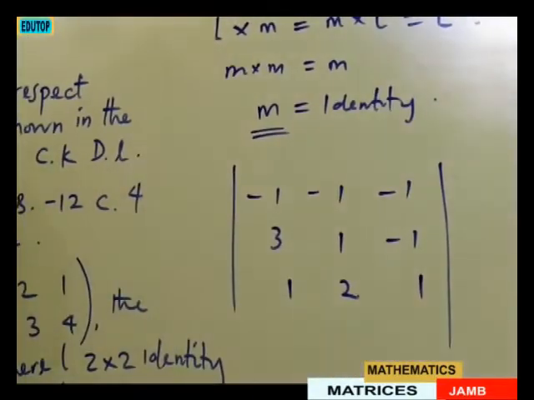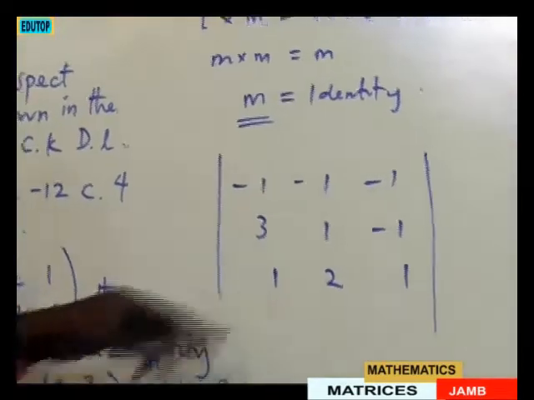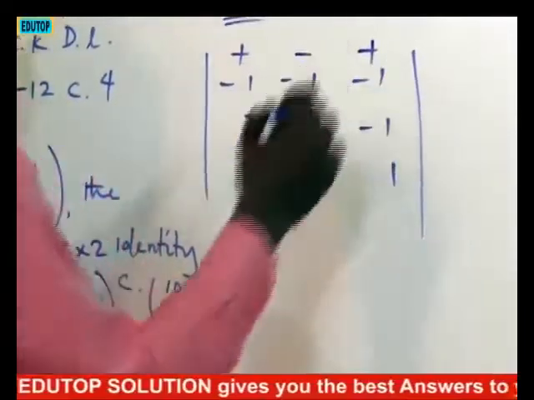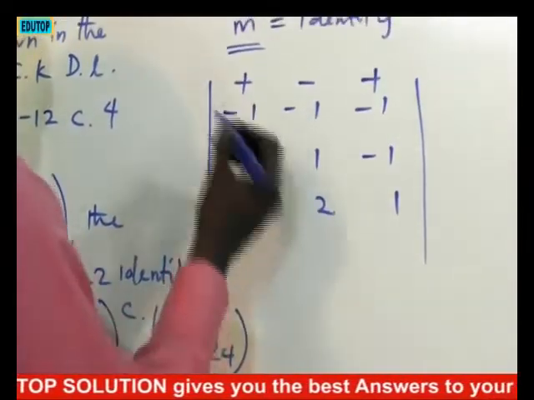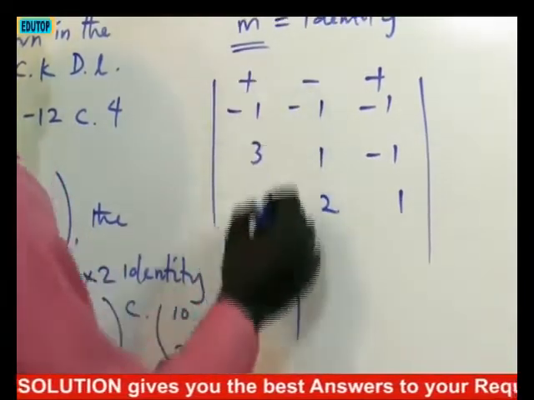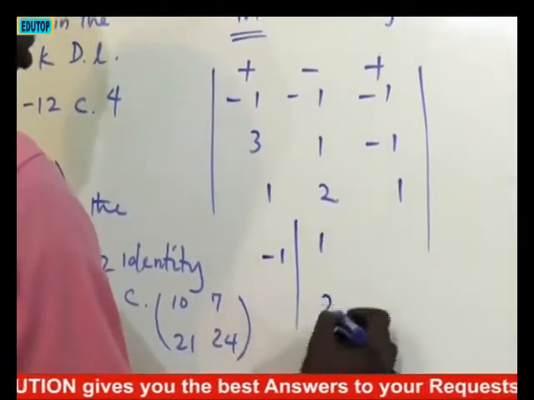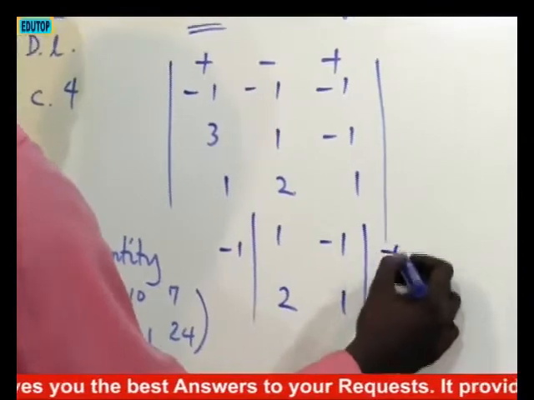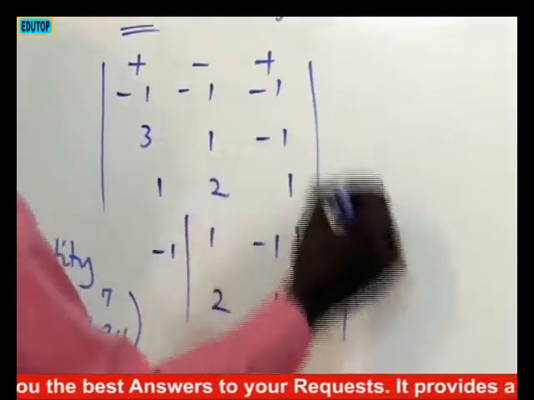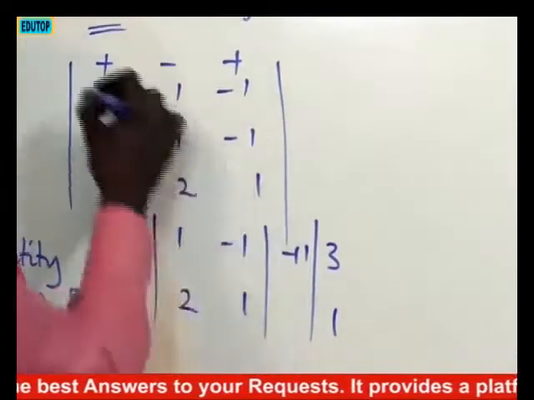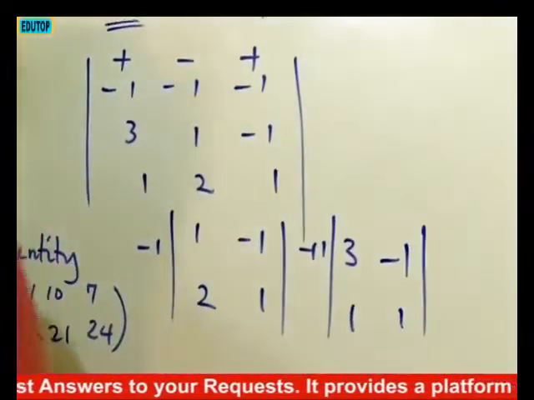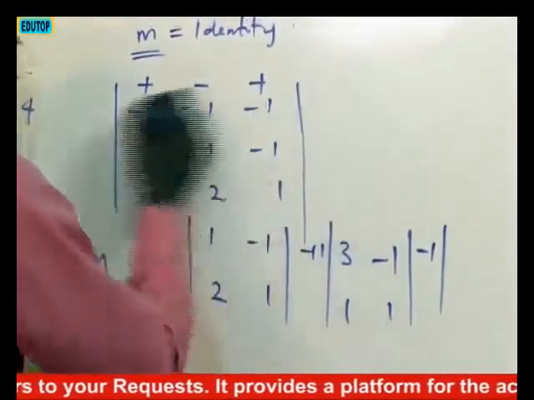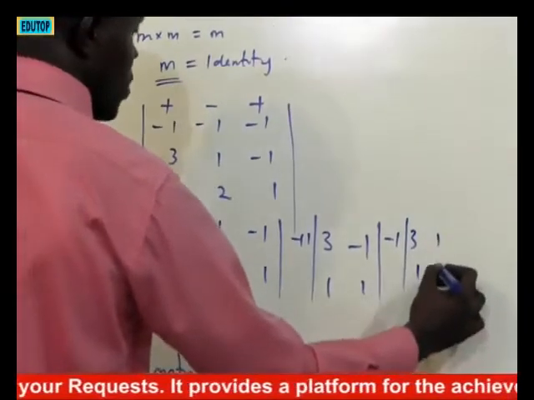Then I said if you have to look for the determinant of a 3 by 3 matrix, all you need to do is to allocate plus, minus, plus, just distribute them. Then pick the first one. That's plus times minus 1, you close this and close this. You'll be left with 1, 2, minus 1, 1. Pick this one, minus times minus, plus 1. Close this and close this, you have 3, 1 and minus 1. Then the next one, plus times minus 1. Close this, you have 3, 1, 1, 2.